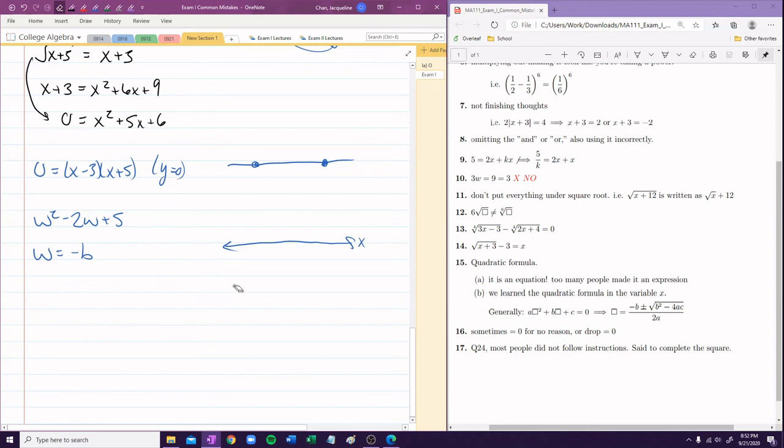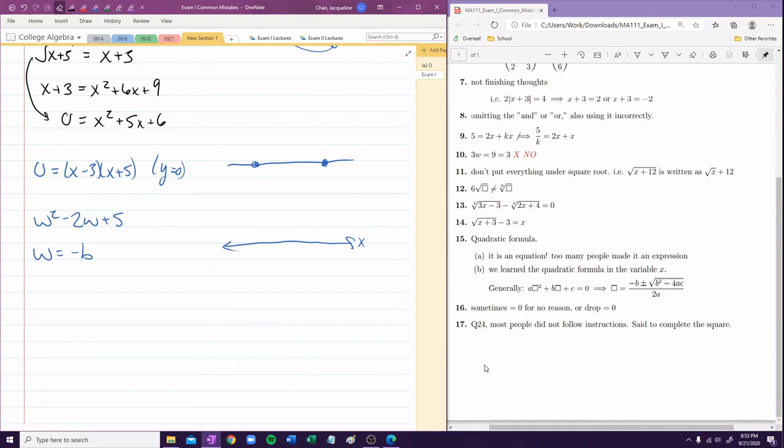You can't use the quadratic formula, or you can't solve, or I guess you can factor, but you can't solve for w without an equation. You can't apply the zero product property if you do not set it equal to 0. So that's really important. Don't drop it.